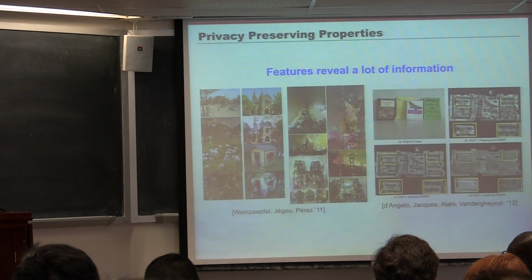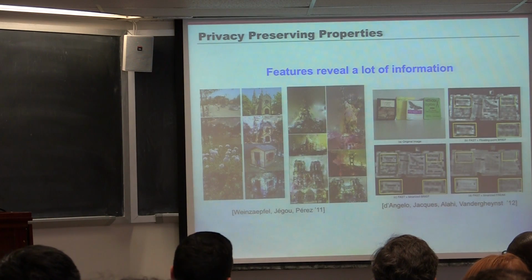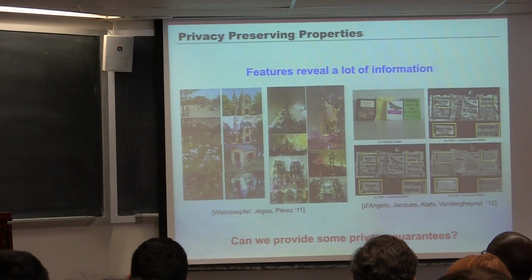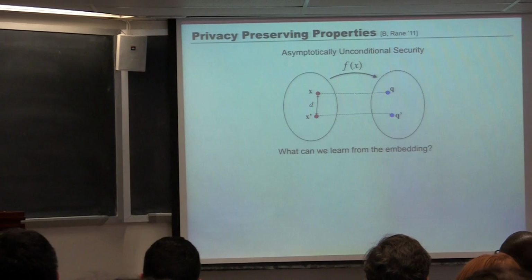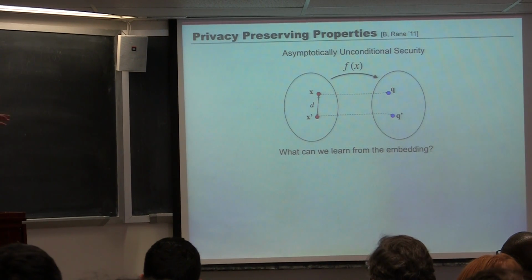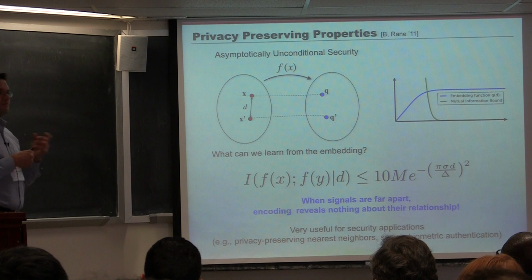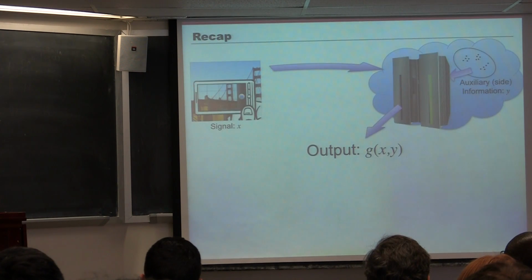There's one more aspect in this beyond image retrieval, which is that features reveal a lot of information. And in fact, we can provide some privacy guarantees. I won't get into that. The point is that if you embed things and you only preserve the distance of nearby things, if somebody wants to find more stuff, he cannot, because he doesn't have any more information. He only has nearby distances. And you can show an information theoretic guarantee that if signals are far apart, the embedding reveals nothing about their relationship. Okay, so wrapping up.